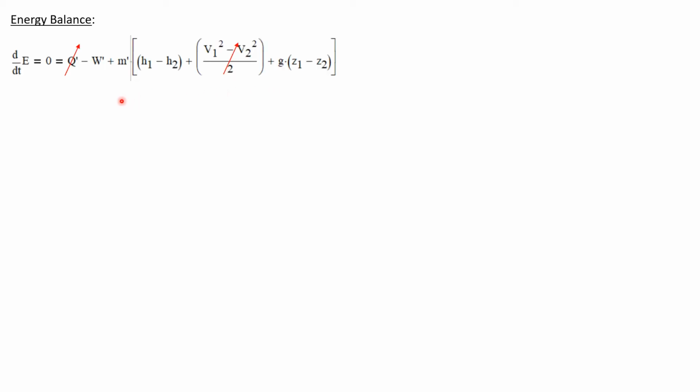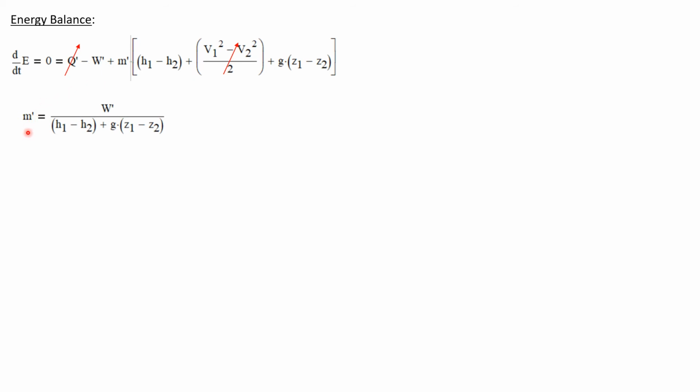Well, to find the mass flow rate, we're going to use the energy balance. So for these open systems operating at steady state, we know dE/dt is 0. And we also know that that's equal to Q dot minus W dot plus m dot times the change in enthalpy plus the change in kinetic energy plus the change in potential energy. Now in this case, we were told that Q dot is 0 and that the change in kinetic energy was also 0. So we'll cross out those terms. And now we can simplify and rearrange.